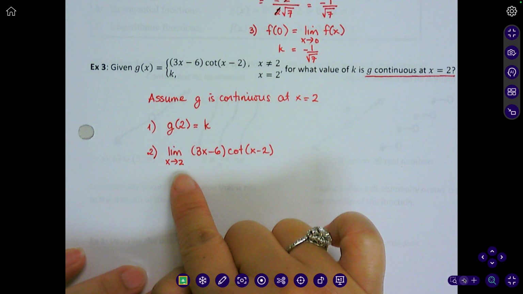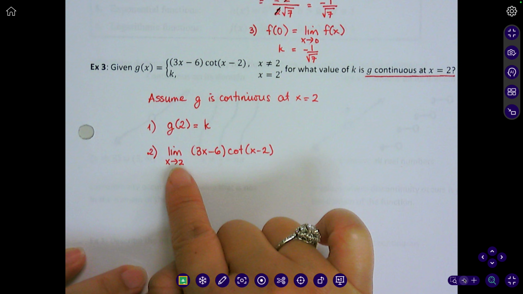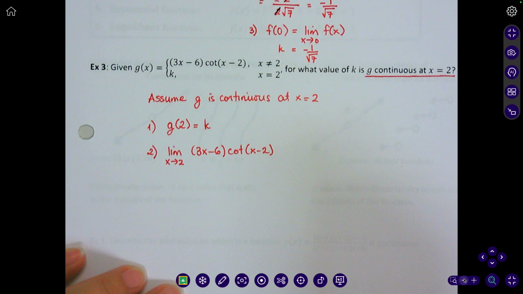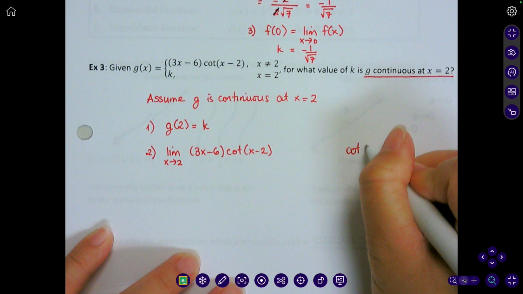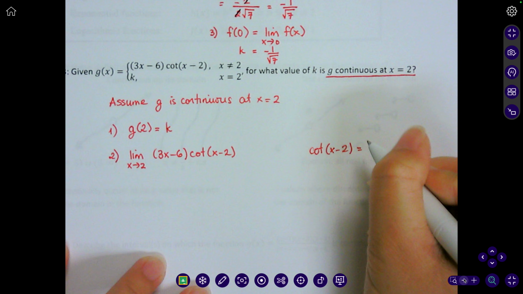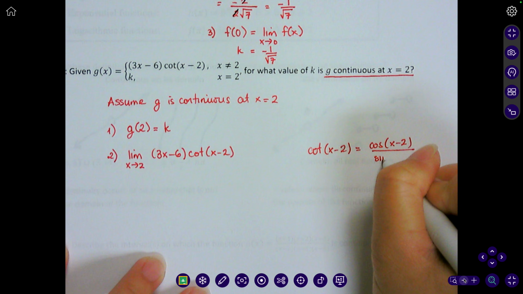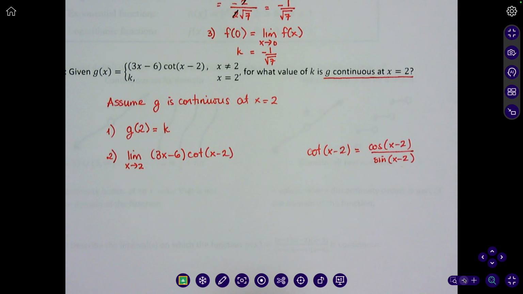So I have, let's see, what do I have? I have 3 times 2 minus 2, that's 0. And then minus 6, that's a 0. Cotangent. You guys remember what cotangent is? Cotangent is cosine over sine. Yeah?